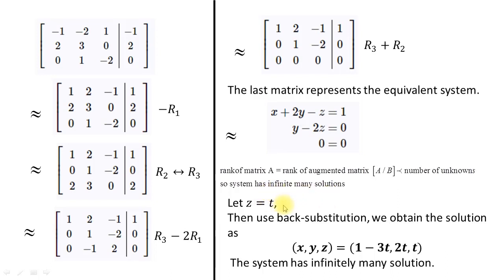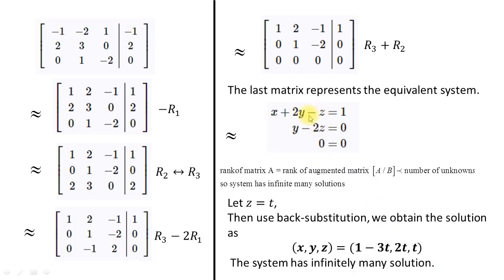I want to tell you again. Suppose the value of z is t. We have 2 variables in this equation, so take one variable free. Suppose z is a free variable. Putting z is equal to t, where t is any real number, we obtain y is equal to 2t. So 2t is the value of y and t is the value of z.